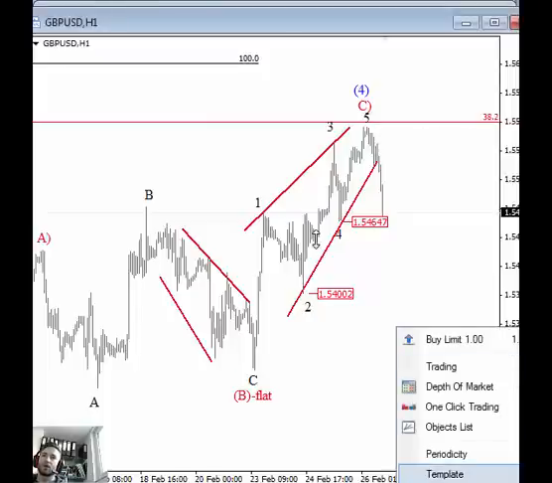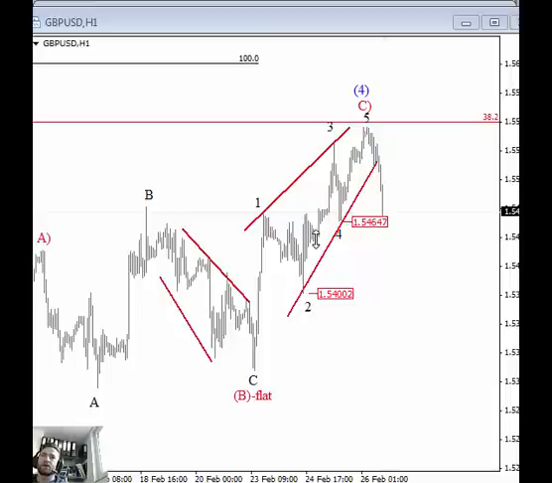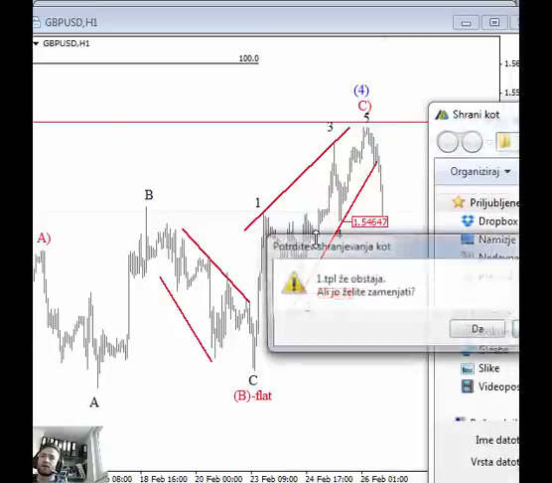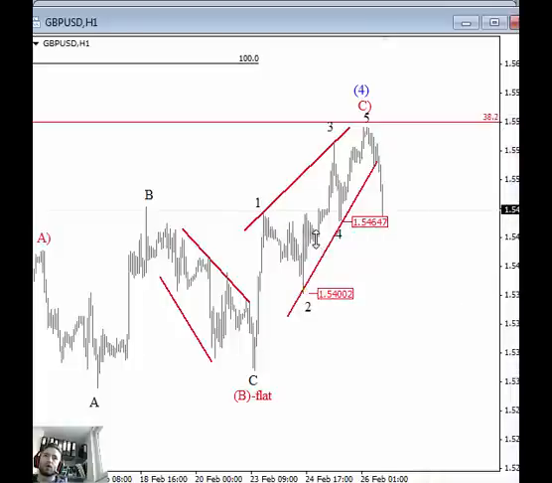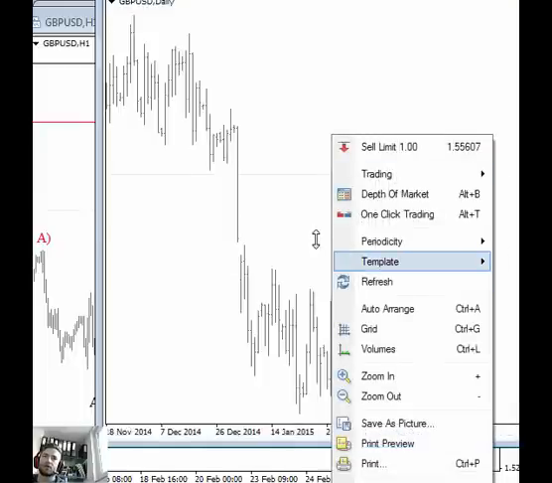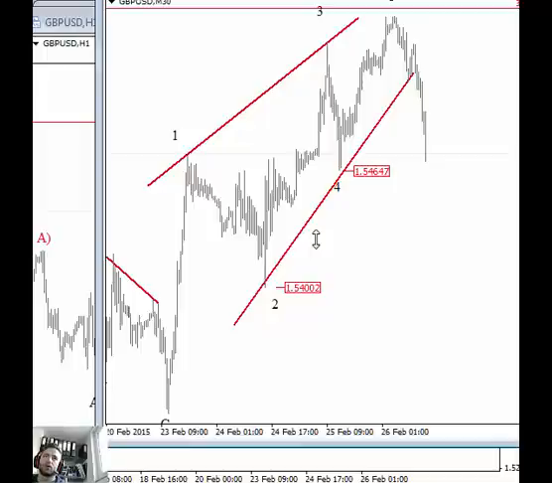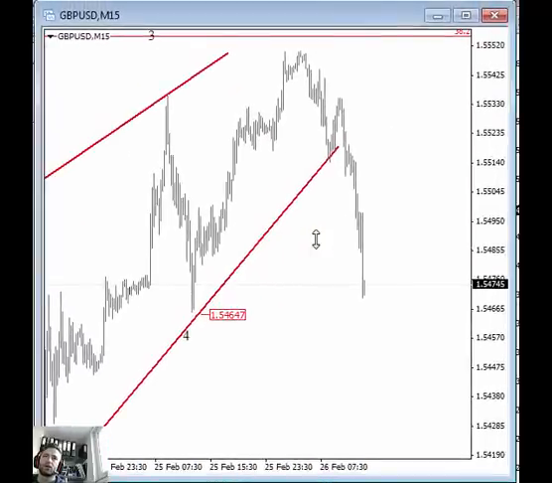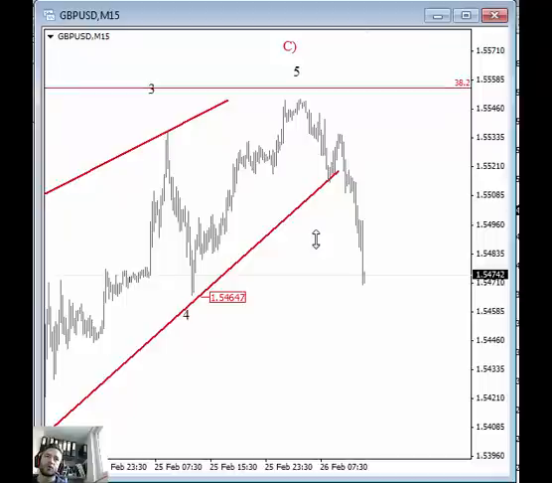So let me just look at an even more detailed structure here. So what I will do is I will save this template, okay, and we will go to lower time frames. Just a second. So we will go down to the 15-minute chart. Okay, so looks like we are turning nicely down here. So this can be wave 1, wave 2. Usually a huge leg like this represents wave 3, so expecting a wave 4 bounce.